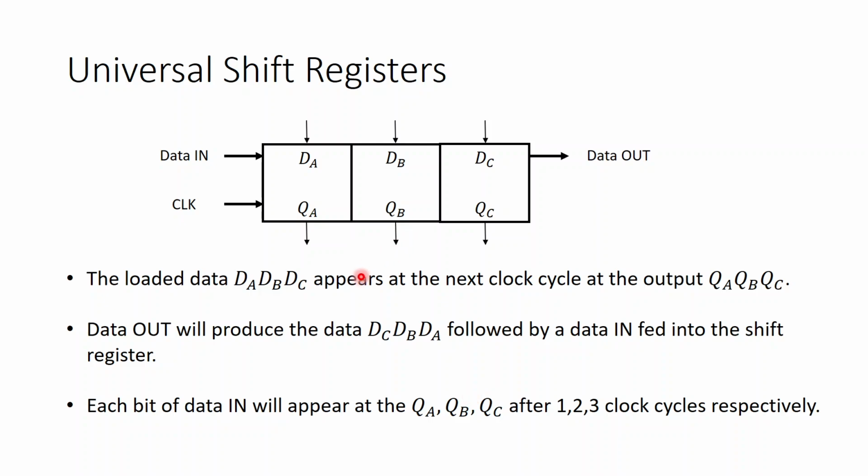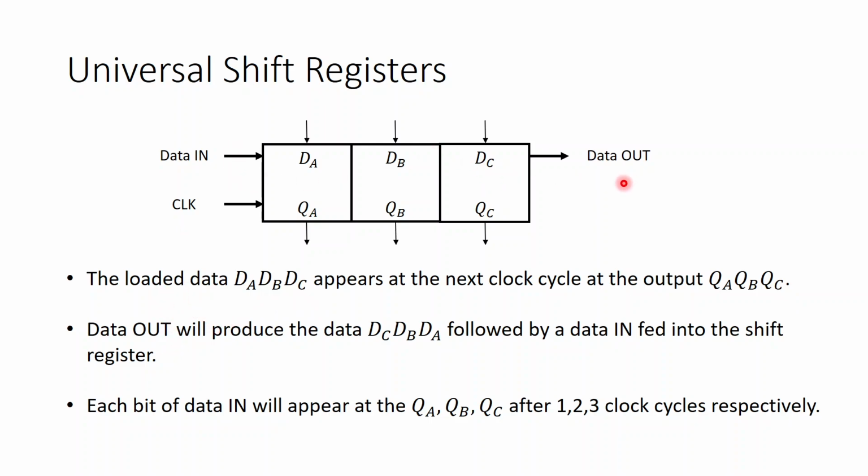So what will happen here is basically the loaded data. If we preload the shift register with some data, parallel loading, this DA/DB/DC will appear at the next instant at the output QA/QB/QC. Parallel in, parallel out. At the very next clock cycle it will appear. So if you have loaded something here, at the very next clock cycle this will appear at QA/QB/QC. The parallel in, parallel out shift register is a very obvious one, and hence we don't study it separately.